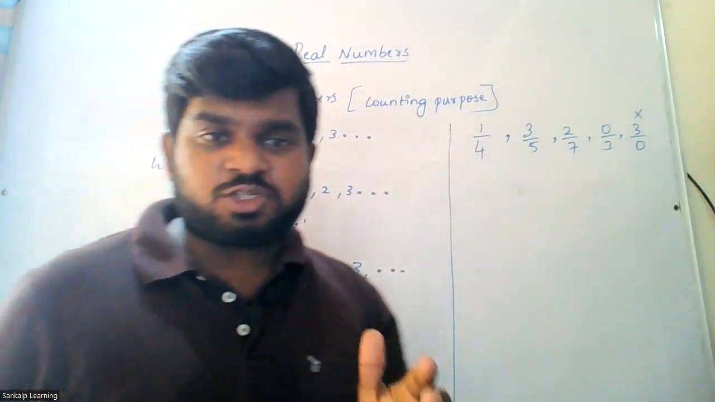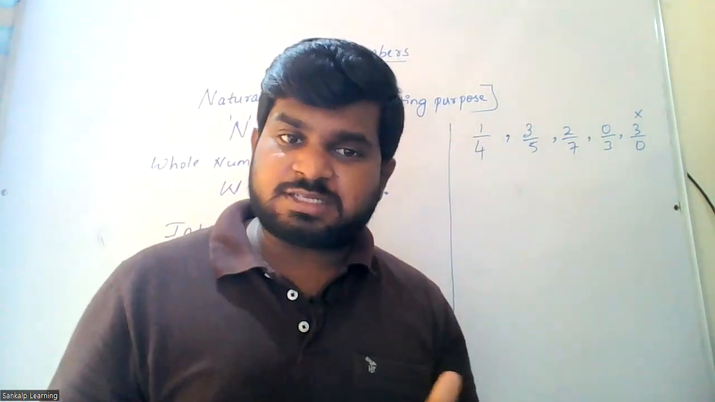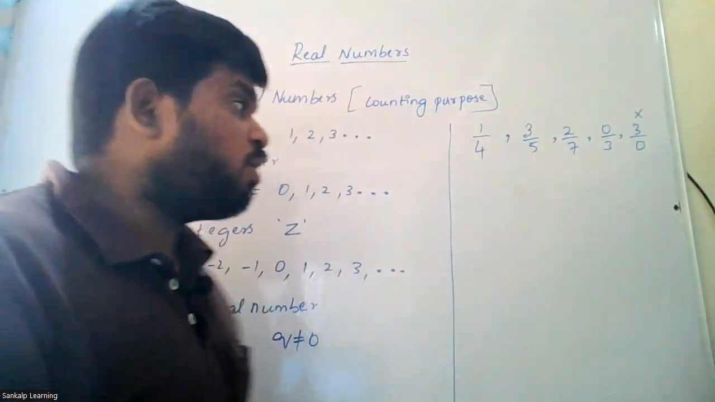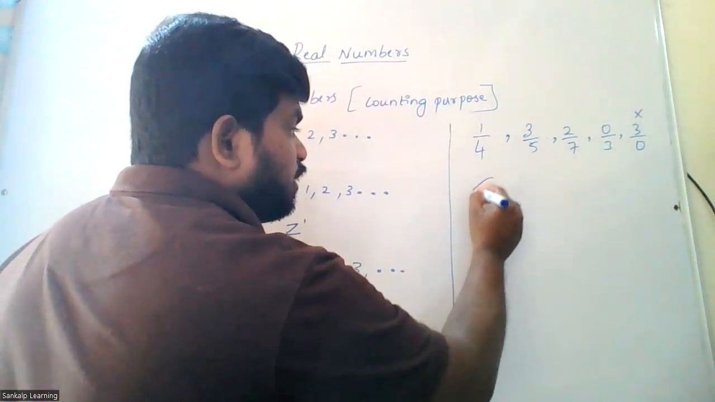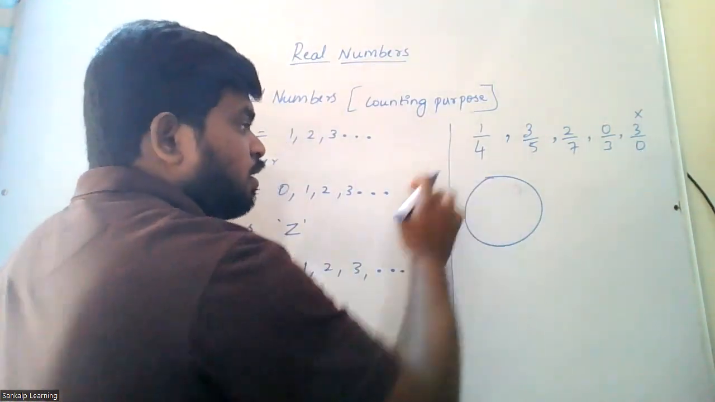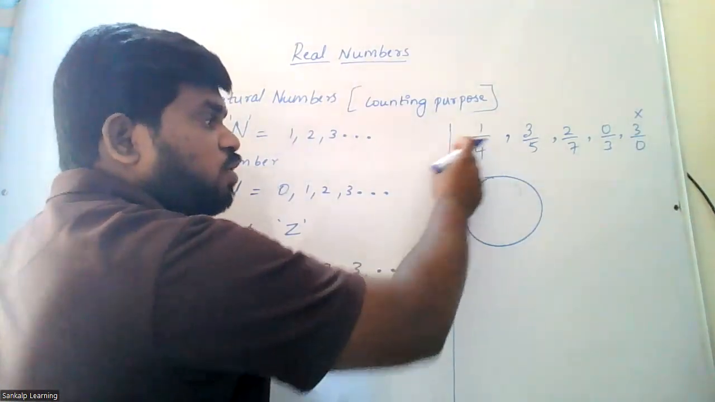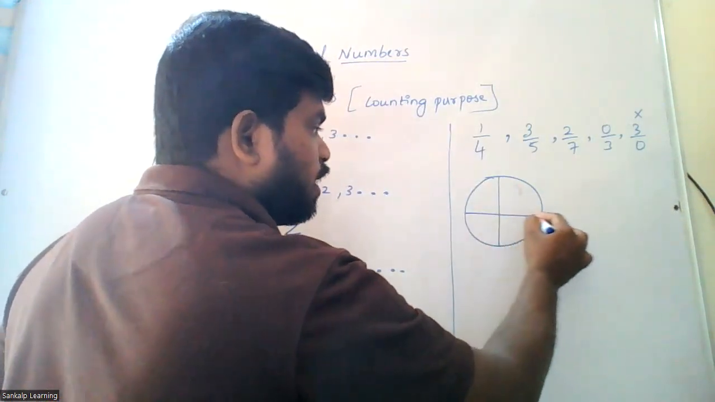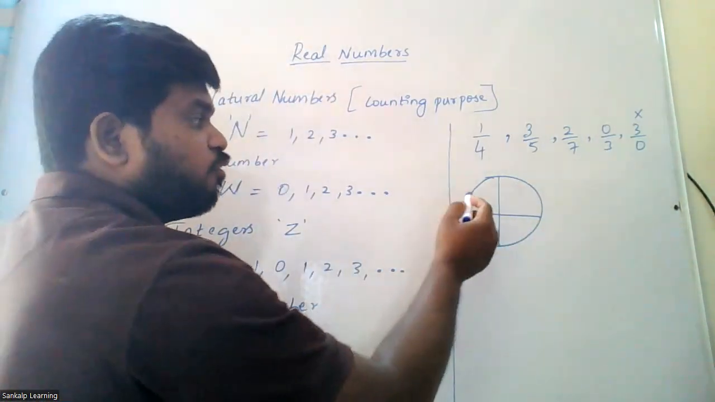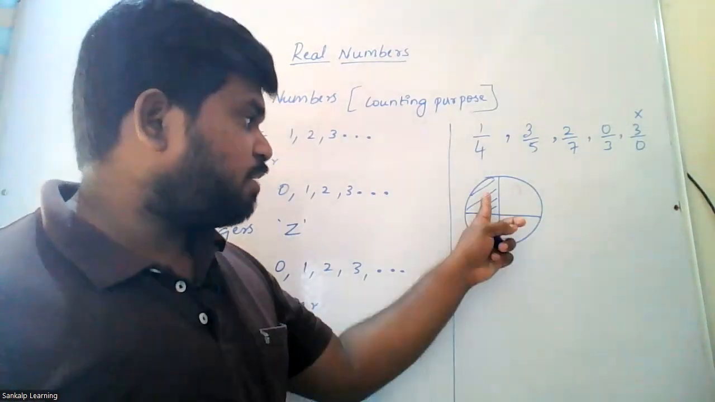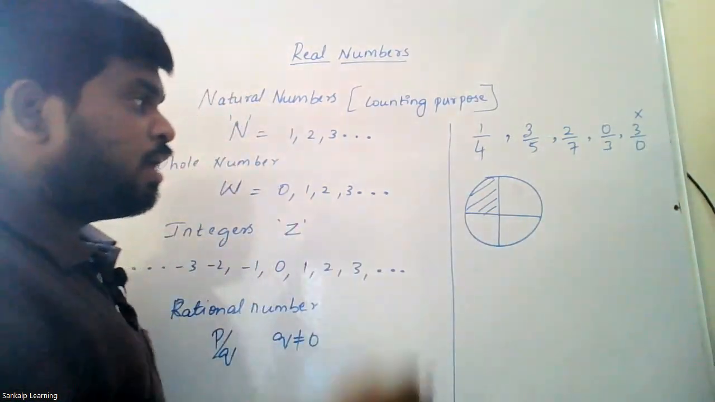The denominator tells you how many equal parts the whole thing is divided into, and the numerator tells how much we have taken. Okay, for example, let's take a cake like this. Now the denominator is telling you the cake is divided into 4 pieces. So for 1 by 4, I'm taking only one piece out of it. Is it correct? This is 1 by 4. Okay. 3 by 5.